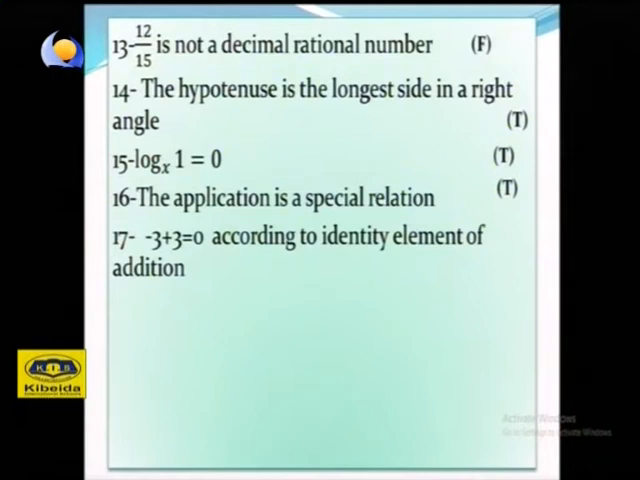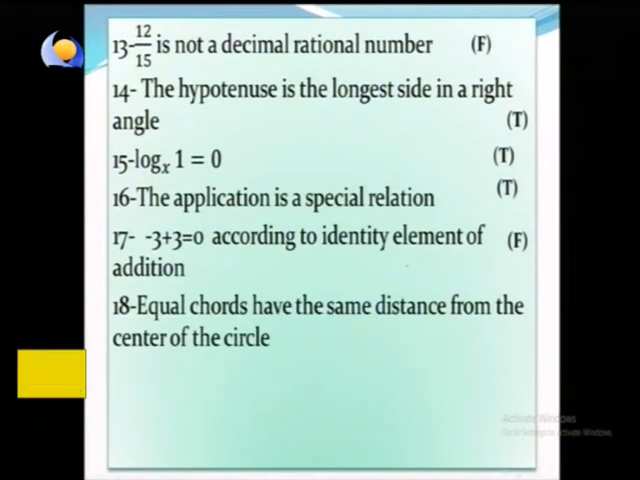Number 17, negative 3 plus 3 equals 0 according to the identity element of addition. I need to look carefully because students usually mix up the additive inverse and the identity element. Here, I added negative 3 to positive 3. So I added a number plus its additive inverse, which means the property right here is the additive inverse property. So the statement here is completely false.